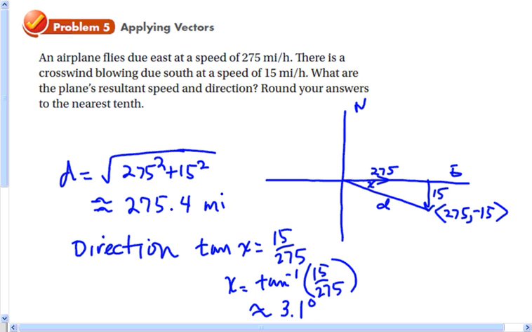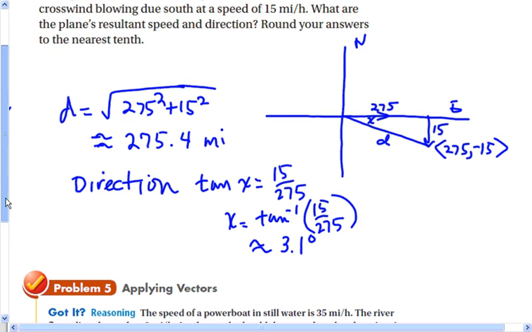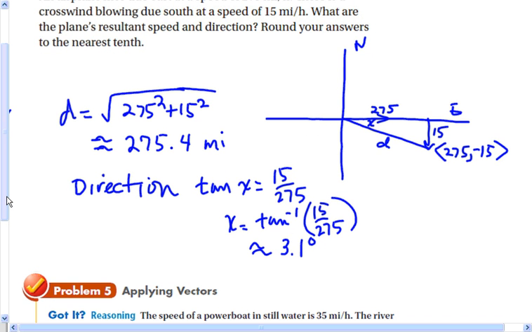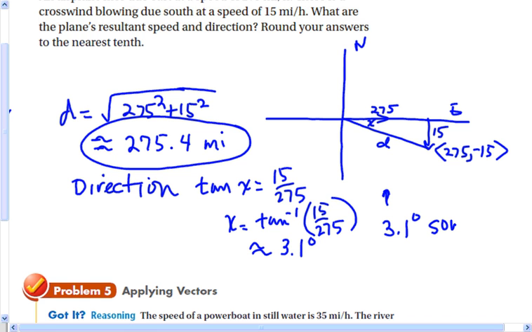So in the end, we're going to say that the resultant speed and direction is, the speed is 275.4 miles per hour. That's right here. And the direction is 3.1 degrees south of east. All right, go ahead, you try that.